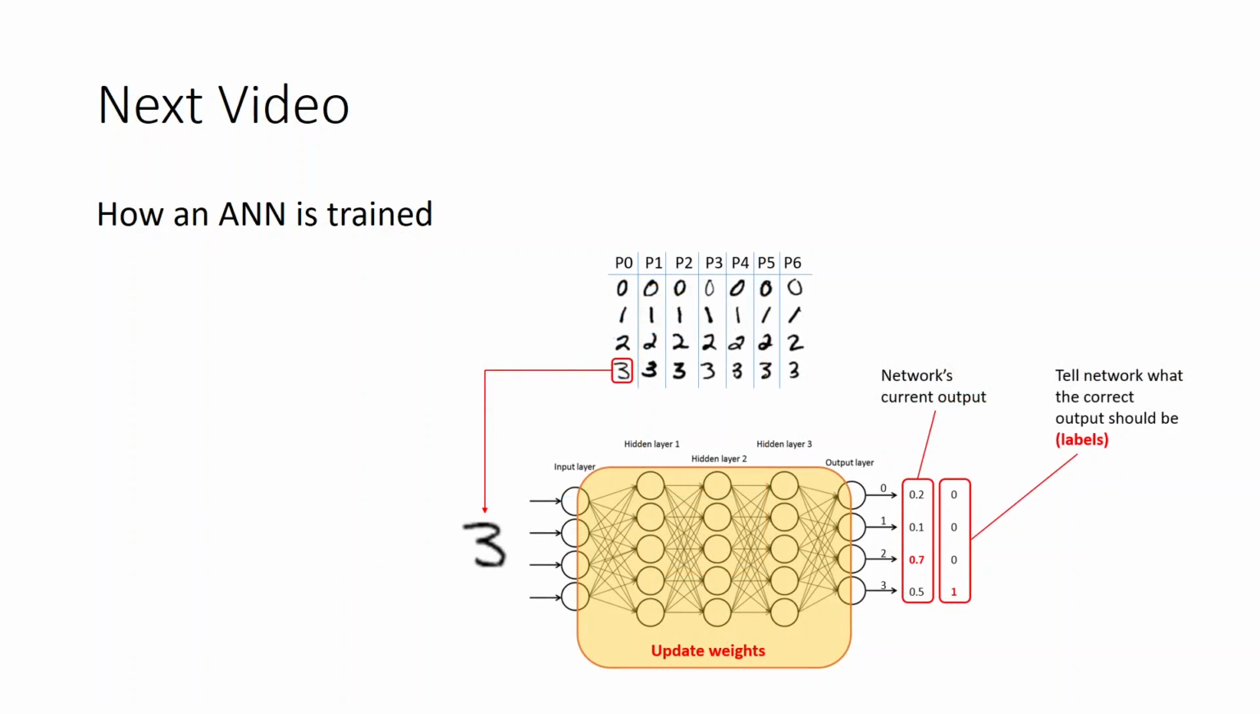In the next video, I'll describe the process by which this ANN learns to recognize the MNIST digits. This process is described as training the network, and I hope to see you then.